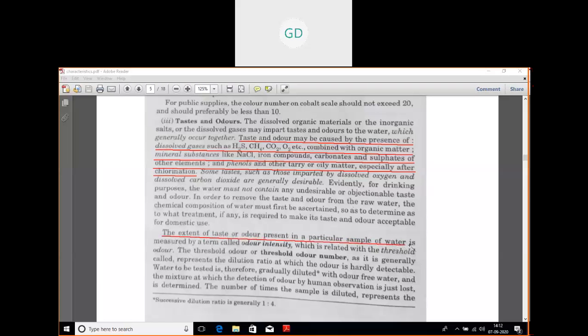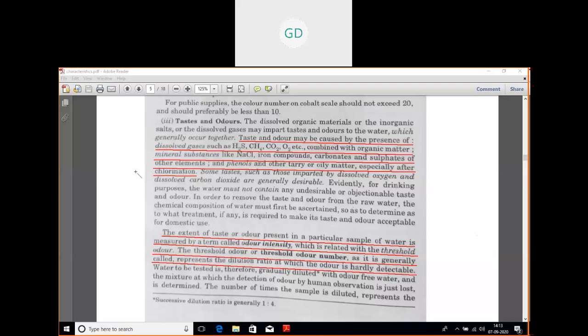The extent of taste or odor in a particular sample of water is measured by a term called odor intensity, which is related to the threshold odor. The threshold odor number represents the dilution ratio at which the odor is hardly detectable. So let us first know what the threshold odor number is.